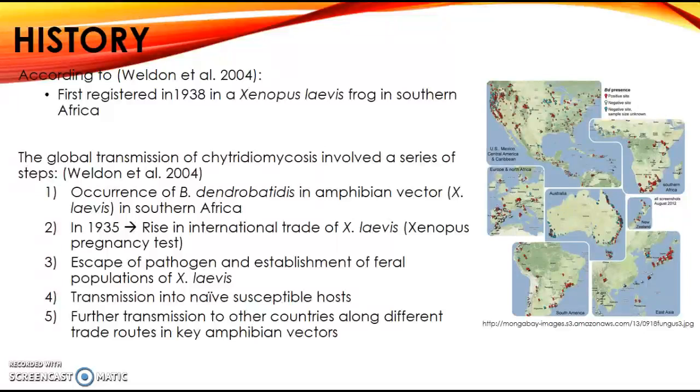Second, a rise in the international trade of this species for technological advances, such as the Xenopus pregnancy test used in human medicine. This obviously took place in 1935. Third, the escape of the pathogen and establishment of feral populations of Xenopus laevis. Fourth, the transmission into naive susceptible hosts. And fifth, further transmission to other countries along different trade routes in key amphibian vectors. Obviously, this moves in higher numbers and becomes established in commercial populations that interact closely with wild frogs.